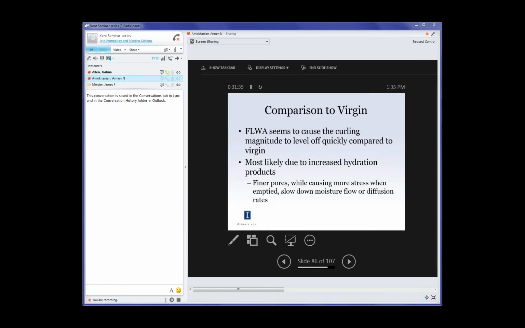And the difference from virgin to lightweight, there's a lot of different changes. The modulus changes, which in a restrained setting affects the curling. But more importantly, in our setting, the increased hydration we get from providing additional water in the system causes the pores in the lightweight concrete mixes to be finer. The finer the pore you have, the more stress you get when it empties, but it's harder to empty the pore. So we have competing factors at play here.